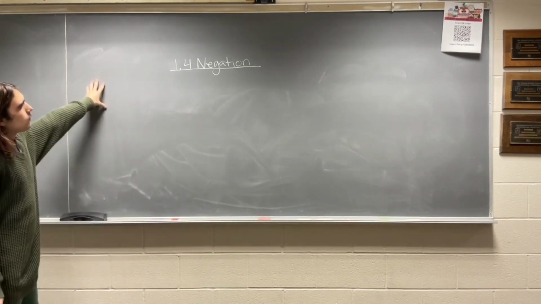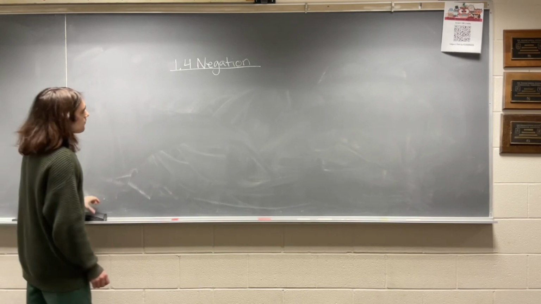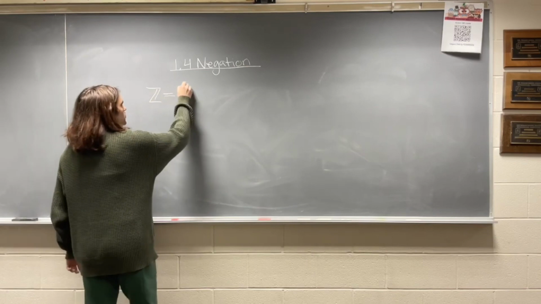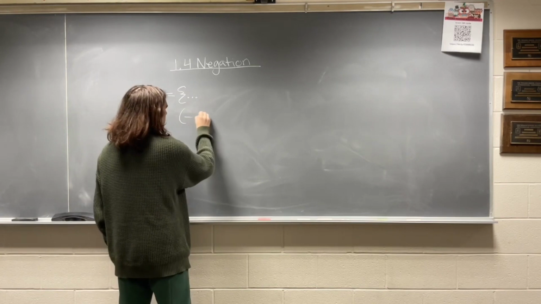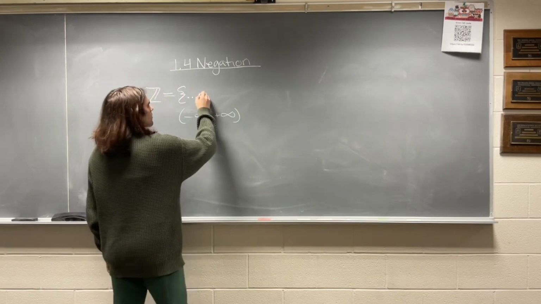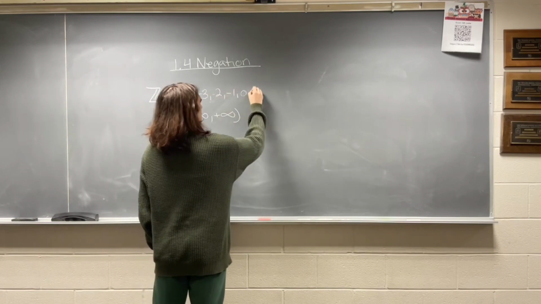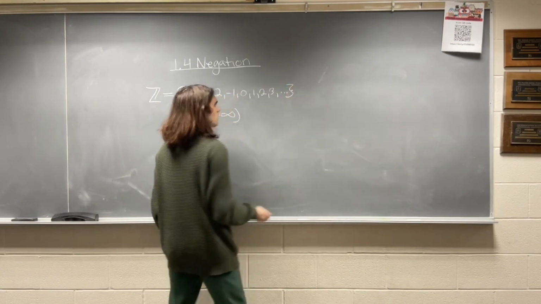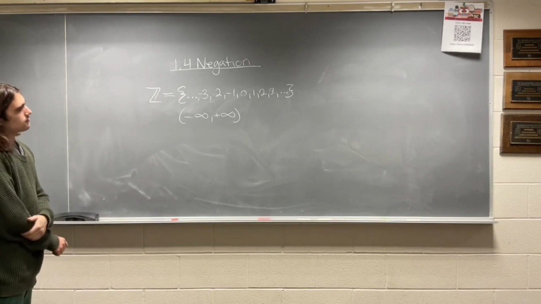So, we're going to be talking about negation today. Negation is from the property of integers. So remember, we have our integers, which go from negative infinity to positive infinity, right? We have negative 3, negative 2, negative 1, 0, 1, 2, 3, dot, dot, dot. So this is our set of integers.